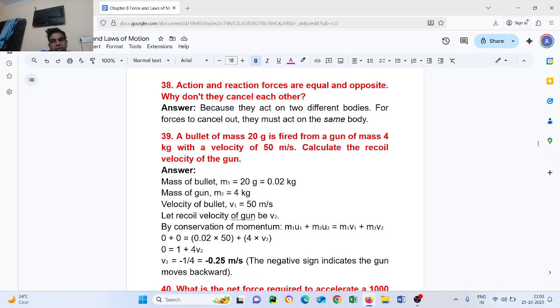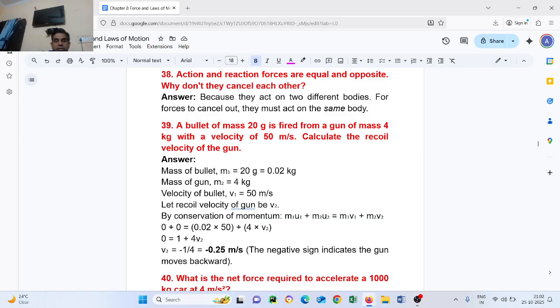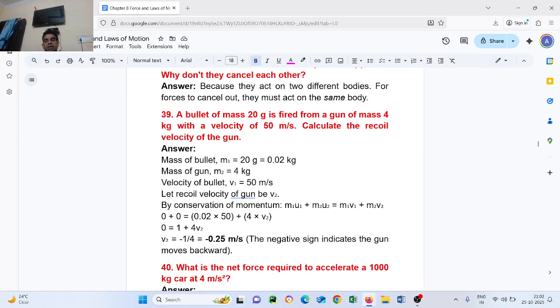Recoiling velocity V2 equals? By conservation of momentum, M1 V1 plus M2 V2 equals 0. So 0.02 multiplied by 50 plus 4 multiplied by V2 equals 0. After solving it, you get 0.25 meter per second. The negative sign indicates the gun moves backwards.